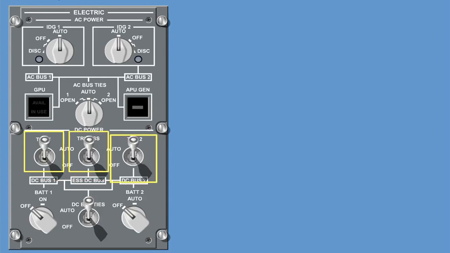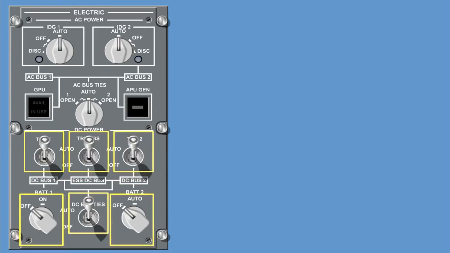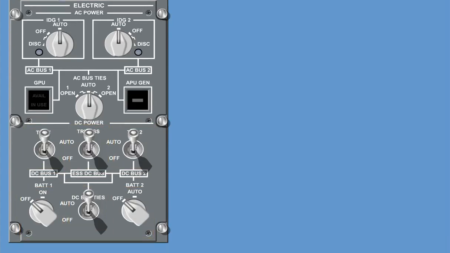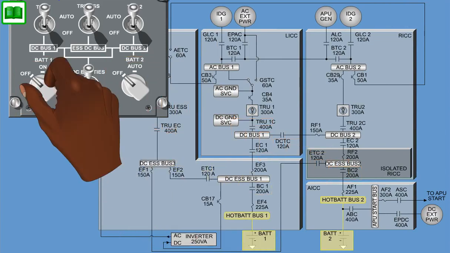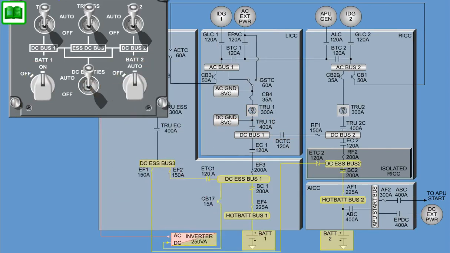These switches allow the flight crew to disconnect the DC distribution system from the automatic operation. They also allow the flight crew to activate or disconnect both batteries. During the APU start sequence, the Auto mode opens the Battery 2 contactor automatically.